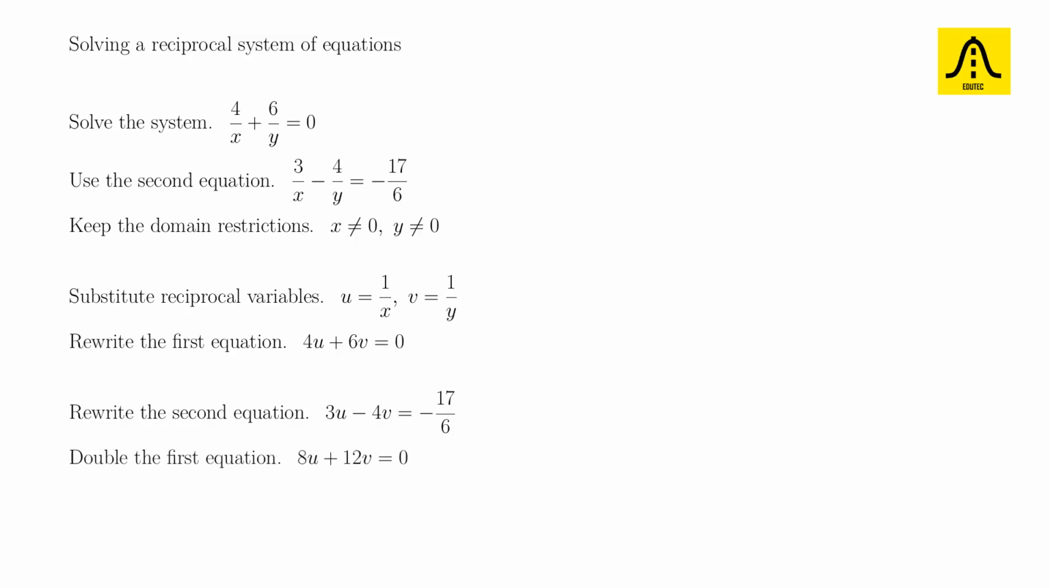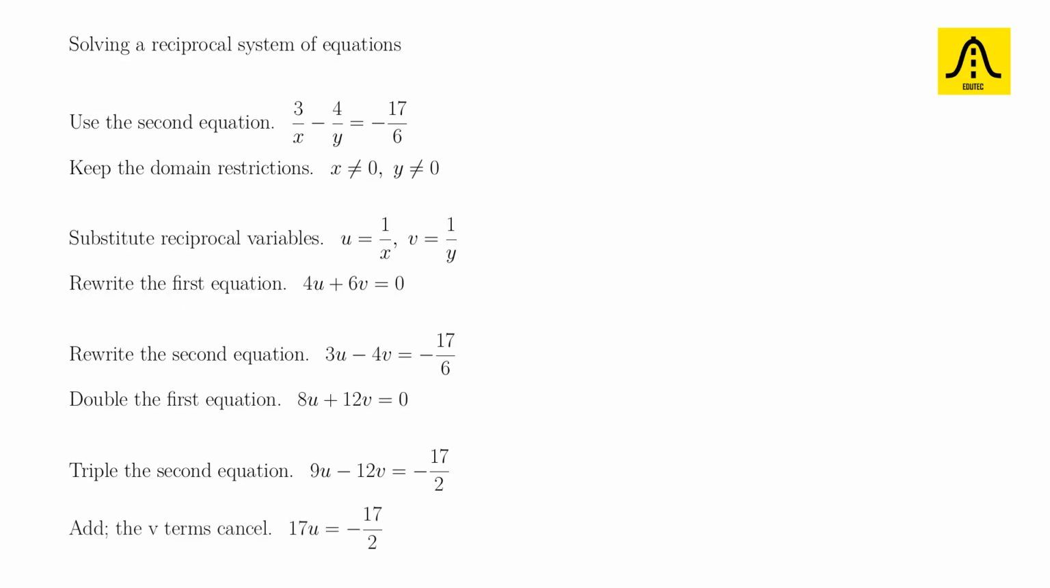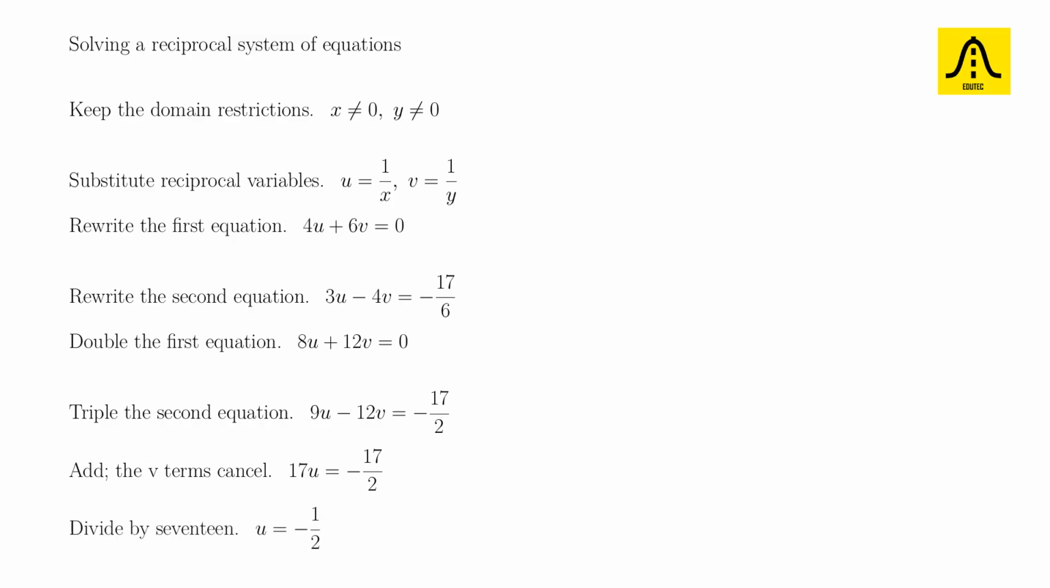To eliminate v, multiply the first linear equation by 2. Now, multiply the second linear equation by 3. Be careful with the sign on negative 4v. Adding the equations cancels the v terms, leaving 17u equals negative 17/2. Divide both sides by 17 to get u equals negative 1/2.